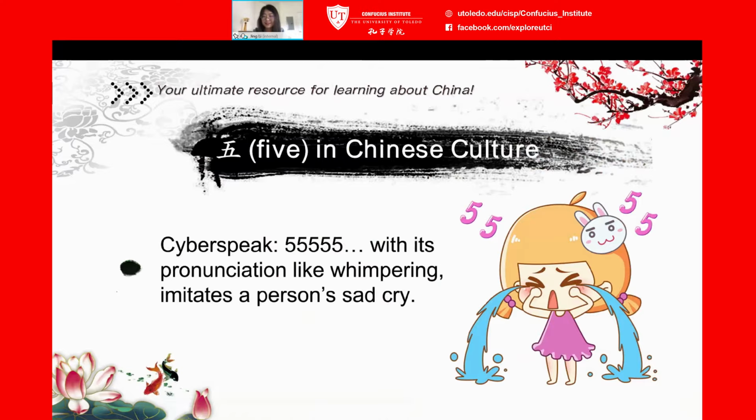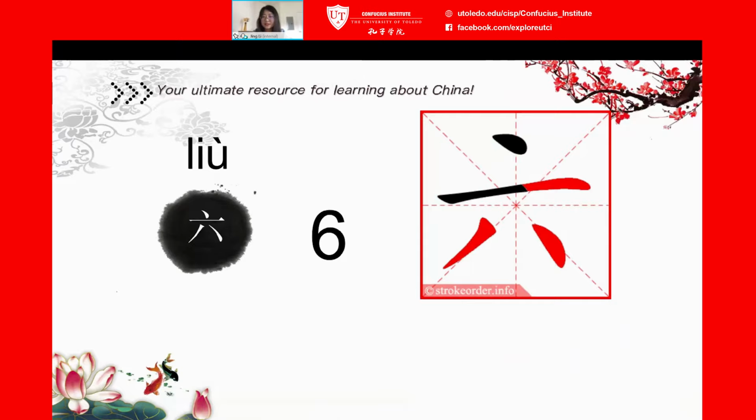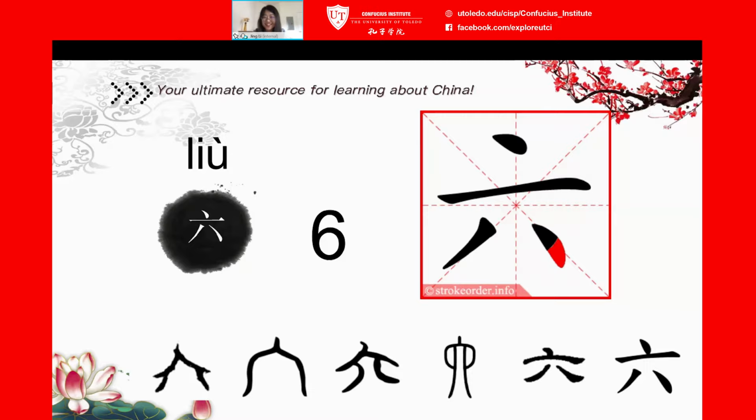Next number, liu. How to write it? You can follow the picture to write it. Number six. Originally, this Chinese character's meaning, yes, Michelle, its original meaning is cottage. Do you think it looks like a cottage? And then people borrowed this Chinese character to show number six, just to borrow.